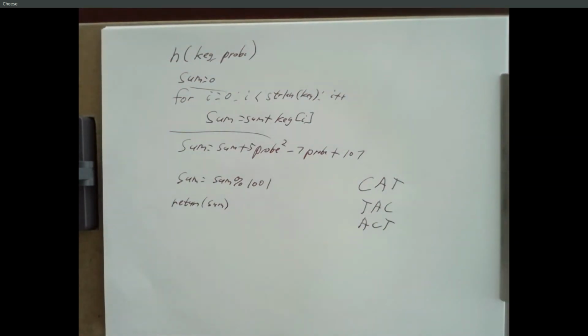All of those are going to give me exactly the same value, because all I'm doing is adding together the ASCII codes of the letters. And if you have 2 keys with the same set of letters, you're going to get the same hash function.